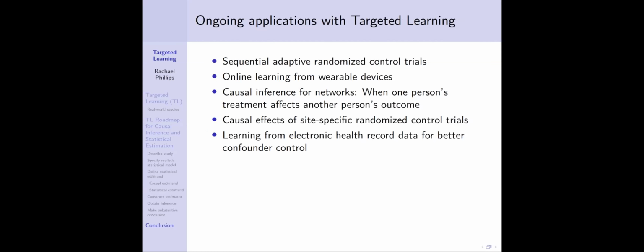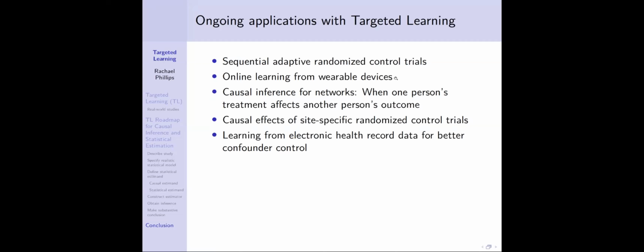So ongoing applications with targeted learning, sequential adaptive randomized control trials. So adapting the probability of receiving a treatment over time so that people who are really benefiting from the treatment are more likely to receive it as a trial goes on. And this is a very efficient way to design a randomized control trial.